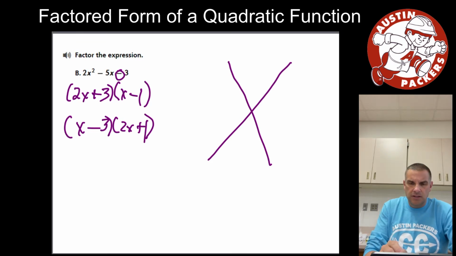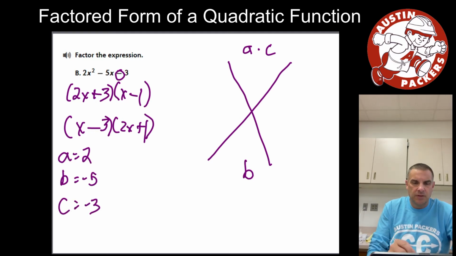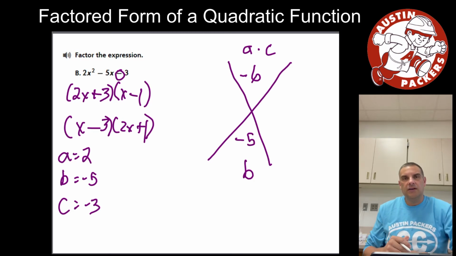And remember, the top is A times C. The bottom is B. So my A value here is 2. My B value is negative 5. And my C value is negative 3. So A times C is going to be negative 6. On the bottom is my B value, and that's going to be negative 5.